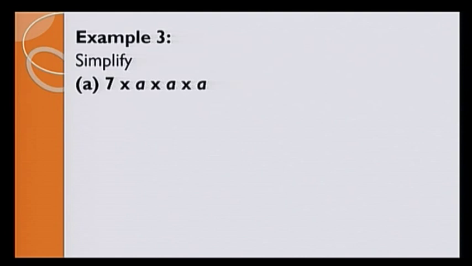Let's simplify 7 multiplied by A multiplied by A multiplied by A. Now remember, in multiplying, we are allowed to rearrange the order because it does not change the answer. Mathematicians call this the commutative property. Factors can be multiplied in any order and the product is always the same.